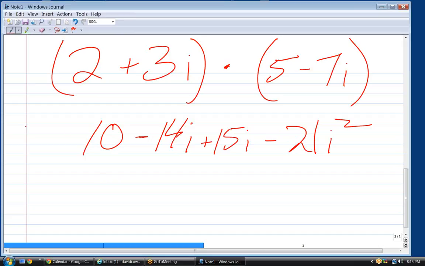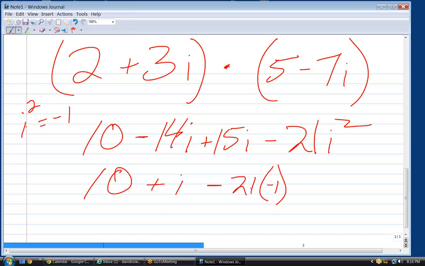Now, the key is i squared is equal to what? Negative 1. Good. So whenever we run into an i squared, we're always going to substitute negative 1 for it. Oh, so that'll just turn into plus 1i minus 21 times negative 1, which becomes plus 21. So it becomes 31 plus i.